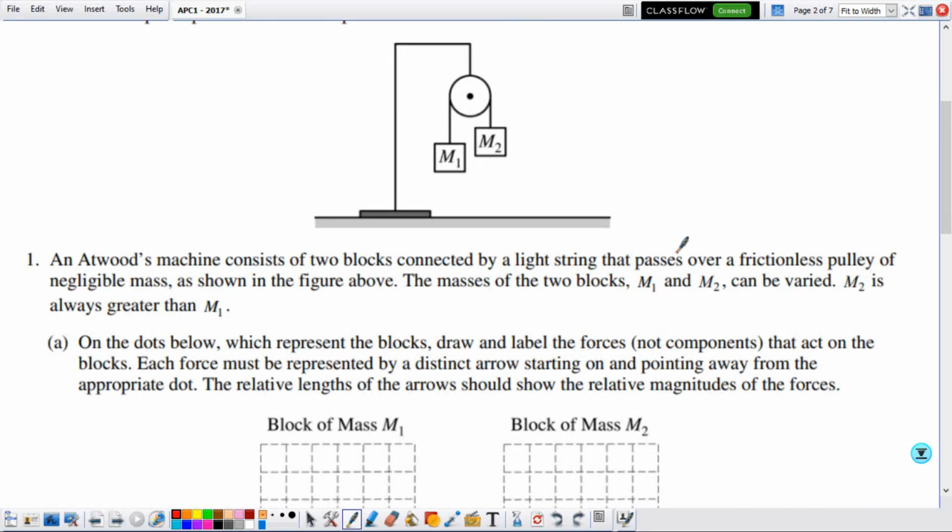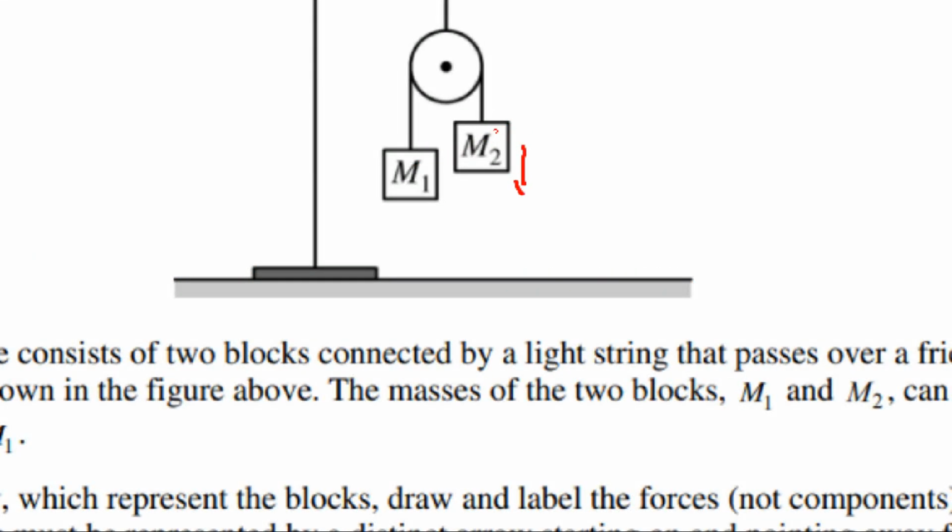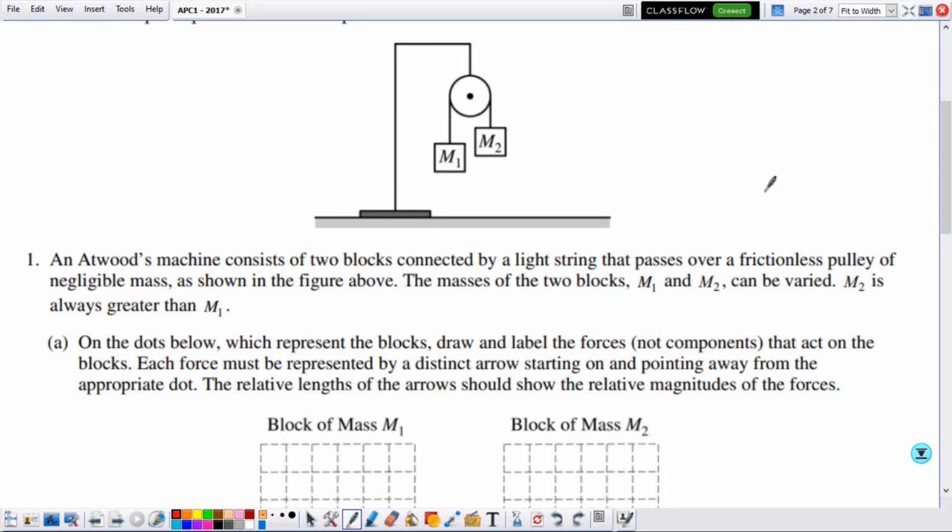An Atwood's machine consists of two blocks connected by a light string that passes over a frictionless pulley of negligible mass. Then the pulley is ideal, which means any assumptions that we've studied throughout the course can be used here. As shown in the figure above, the masses of the two blocks, M1 and M2, can be varied. M2 is always greater than M1, so this will accelerate down and that would accelerate up.